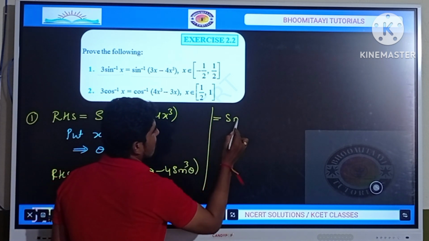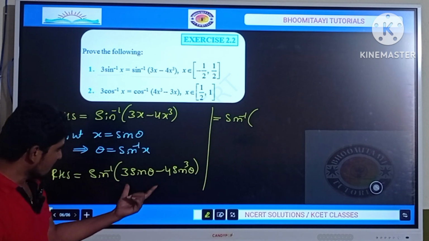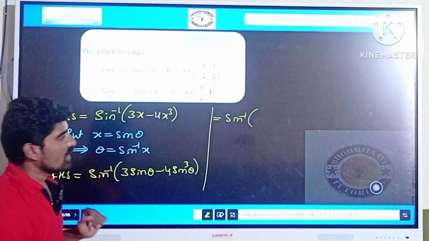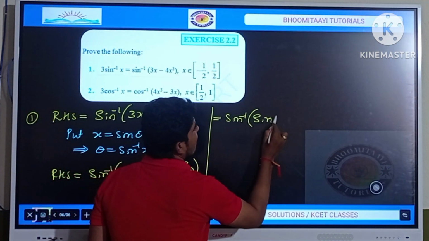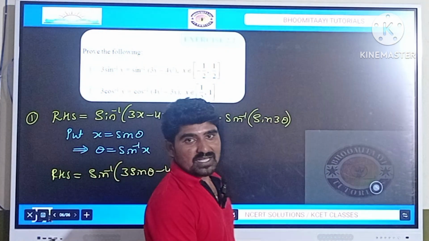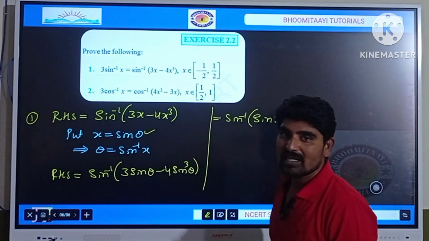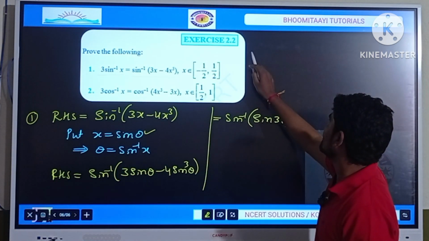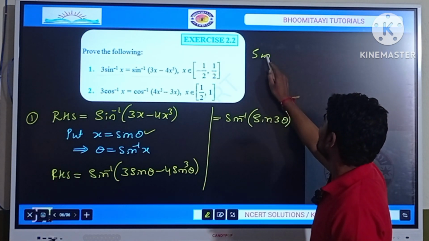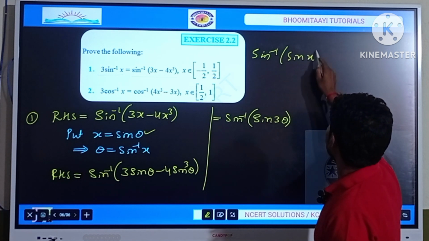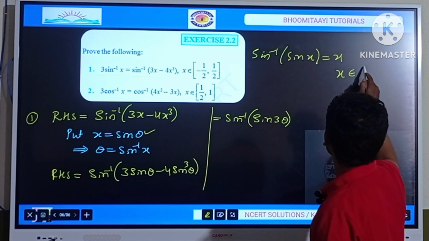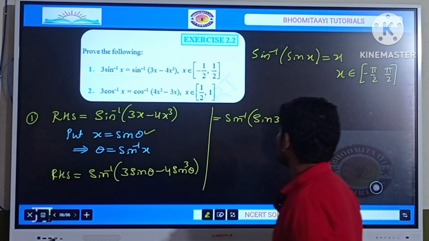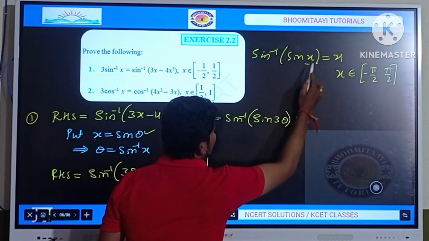Now, it is equal to sin inverse of... let's observe this term inside the bracket: 3 sin theta minus 4 sin cube theta, which is the formula for sin 3 theta. Now, by substituting x equals sin theta, the RHS converts to the form of an inverse trigonometric property, that is, sin inverse of sin x. And we know that it is equal to x for x belonging to the closed interval minus pi by 2 to plus pi by 2. As you know, sin inverse of sin x is equal to x.